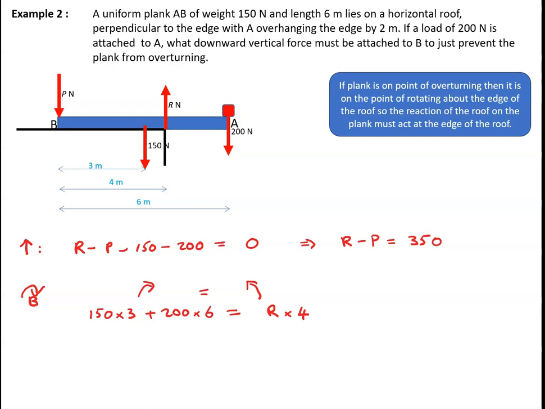So I've got the equation 150 times 3 plus 200 times 6 must equal R times 4. In other words, 1650 is 4R, which gives me R as 412.5, which means that P must be 62.5 newtons.